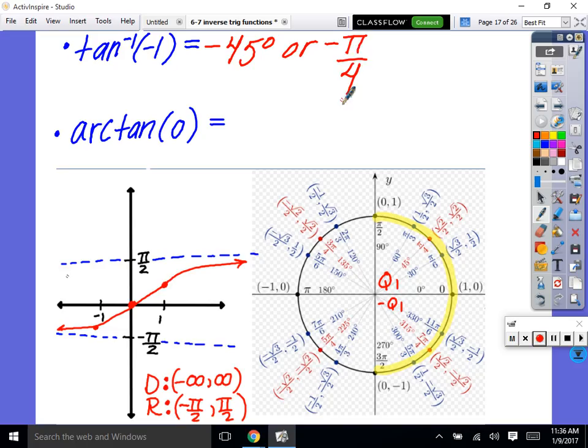So the angle whose tangent is 0. Now remember, tangent's y divided by x. It's not that, right? It's 0, right? 0 divided by 1 is 0. So our answer is the angle would be 0. Now that's the only answer, right? Because that's the only angle in our output, yeah, is 0.